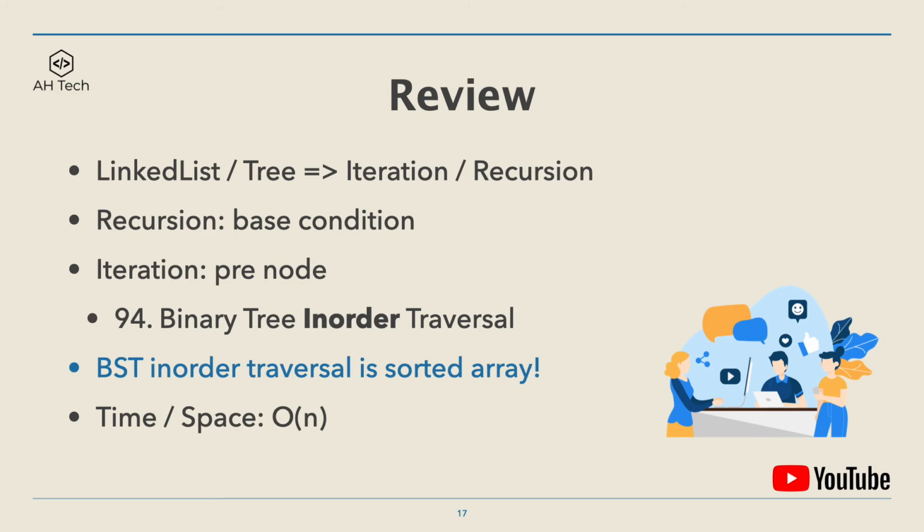And the key property of binary search tree that we use in the iteration approach is that the in-order traversal of a BST is a sorted array. And I would say that for questions related to binary search tree, 80% of the time you will have to use this property. And the time complexity of both approaches is linear, big O of n. And the space complexity is also big O of n.